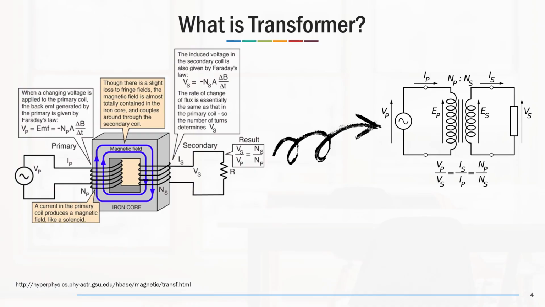Then we can have this equivalent circuit that we normally use for analysis. So we have the primary source, and NP to NS is the number of turns, and then we have the voltage in the secondary and the current in the secondary. So we can see that V in the primary divided by V in the secondary is equal to the current in the secondary divided by the current in the primary.